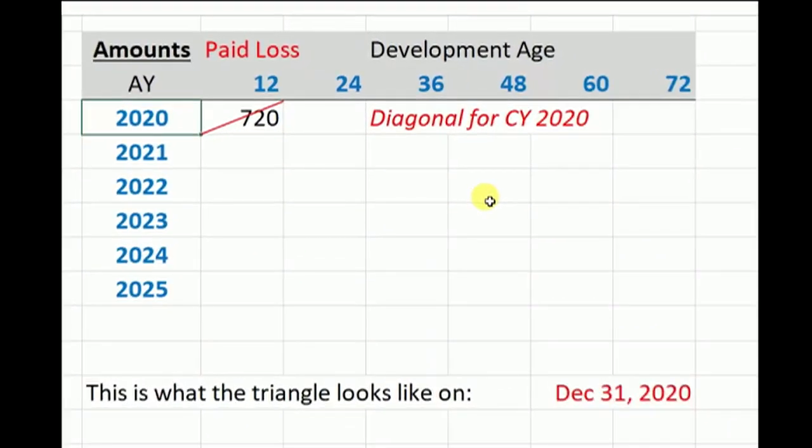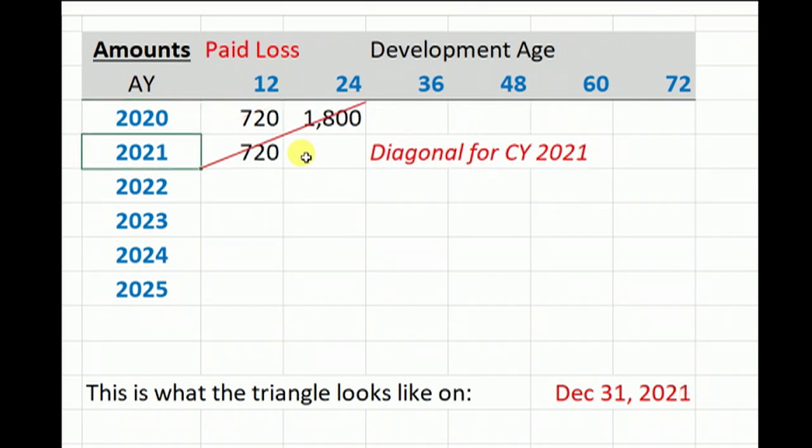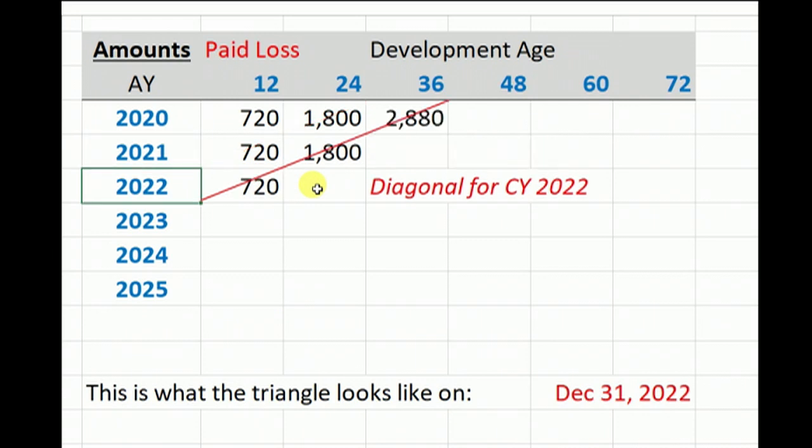So here we are back at December 31st, 2020. There's only one data point in the triangle in the top left corner. Let's advance by 1 year and see what happens. Aha! Accident year 2020 got a second data point, and accident year 2021 got its first data point. Let's advance by another year. Okay, so we get another diagonal along this red line. 2020 got a third point, 2021 got a second point, and 2022 got its first point.